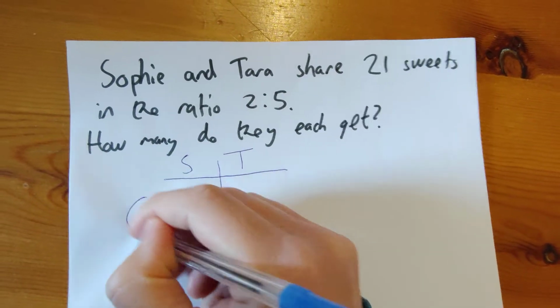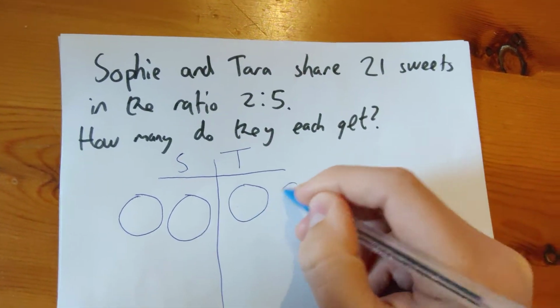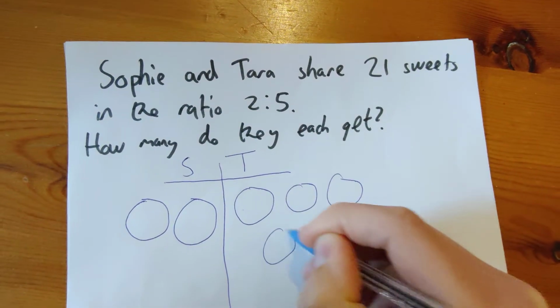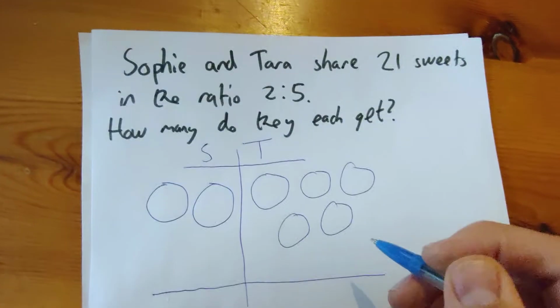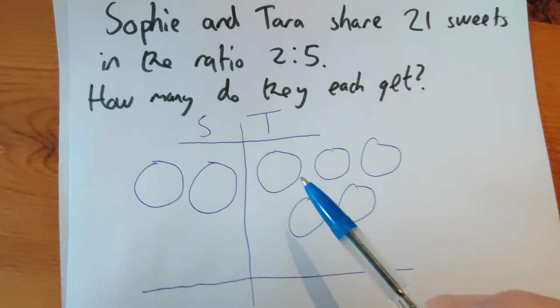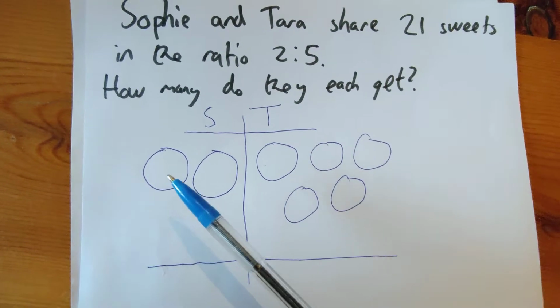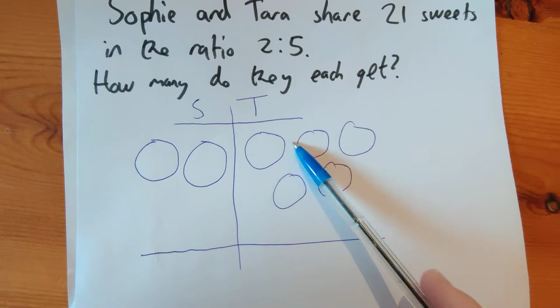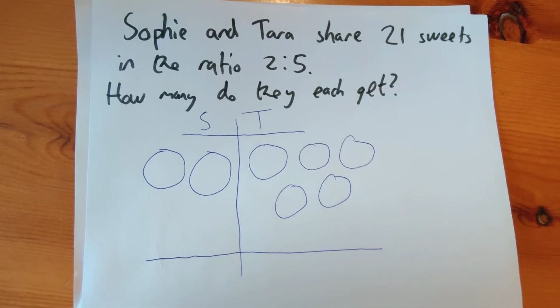So I'm just going to draw a couple of circles. You could do boxes if you preferred. You could do any shape really, to represent what they're getting. One circle is going to represent each part. Now I have to share out 21 sweets, and I have to share it between 1, 2, 3, 4, 5, 6, 7 parts.